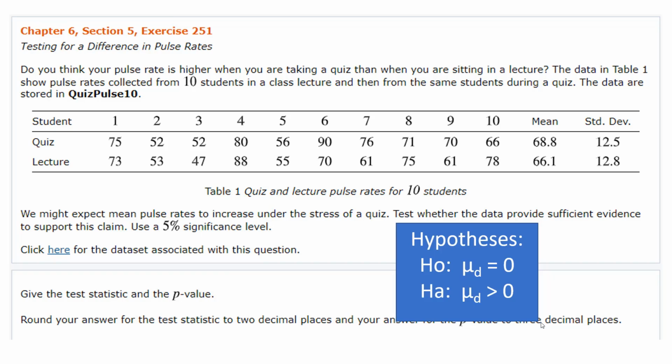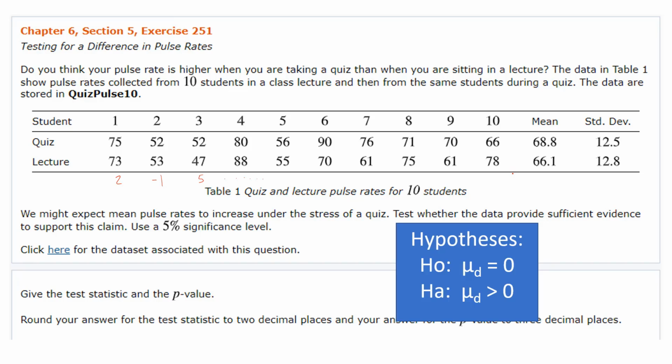So back here, I would first find the differences within each pair. For student 1, I would take 75 minus 73. That gives me 2. 52 minus 53 is -1. 52 minus 47 is 5. Okay, et cetera, et cetera. I would do that for all 10 students. And then I want to find the mean of those differences and the standard deviation of those differences.